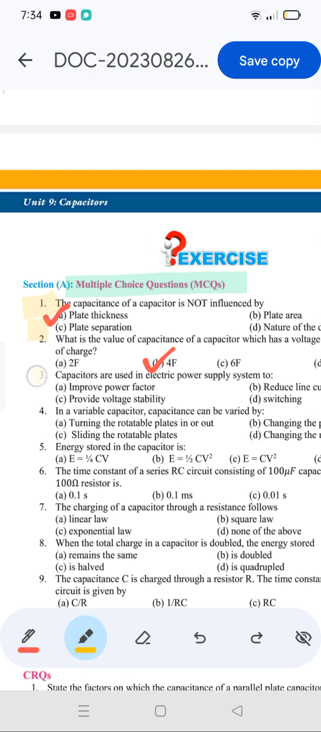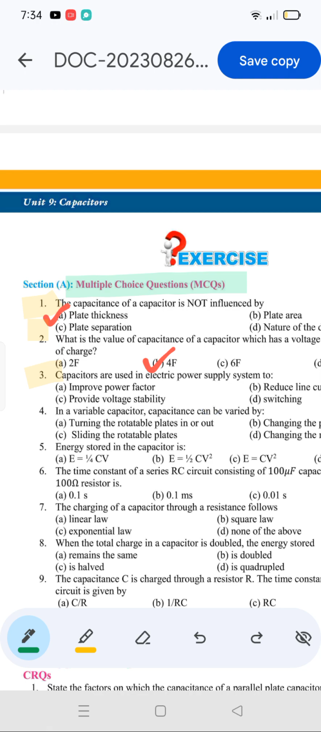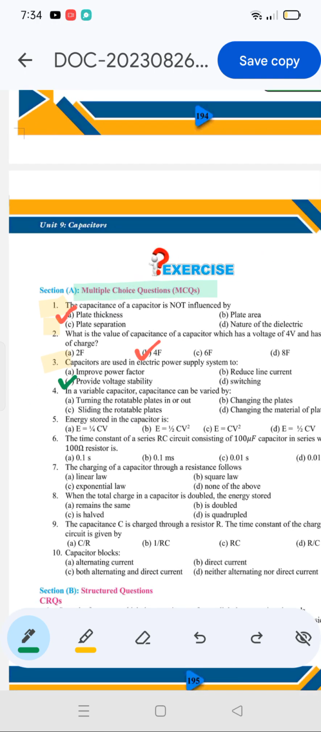The third is, capacitors are used in electric power supply systems to provide voltage stability. Alright, I don't think we have something to describe here, or I need to define everything out about how the C option is correct. But yes, it is understandable, right?